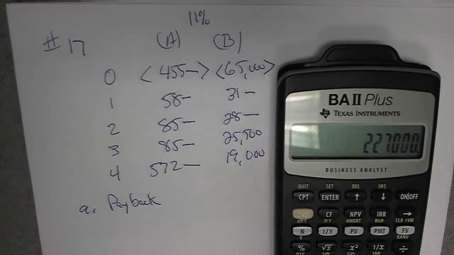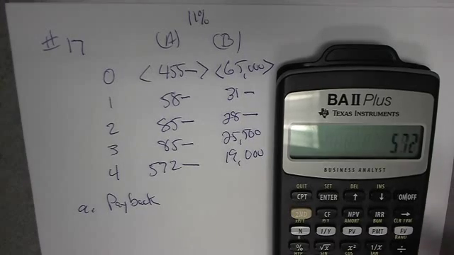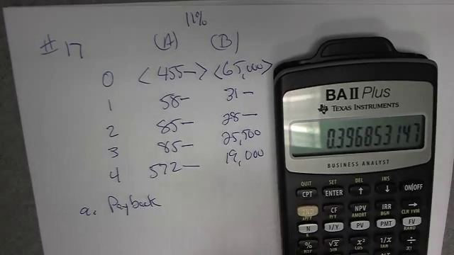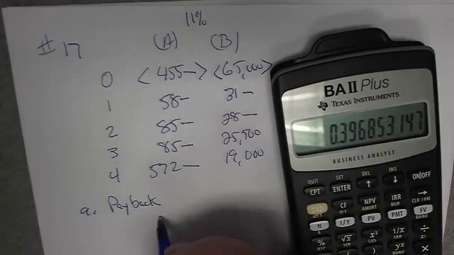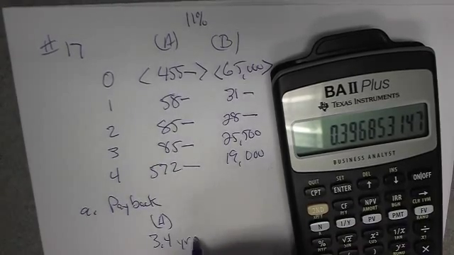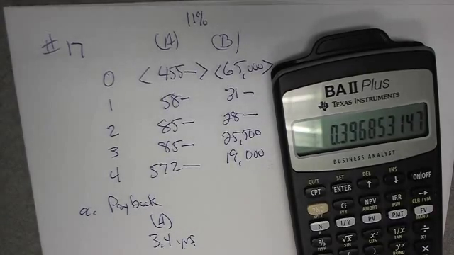So we've gone 3 years, $227,000 left to pay. So we're going to divide that by the $572,000, and we see that's about 0.4. So on A, the payback is 3.4 years. Is that good? I'm liking 3.4 years. So let's move on to B.